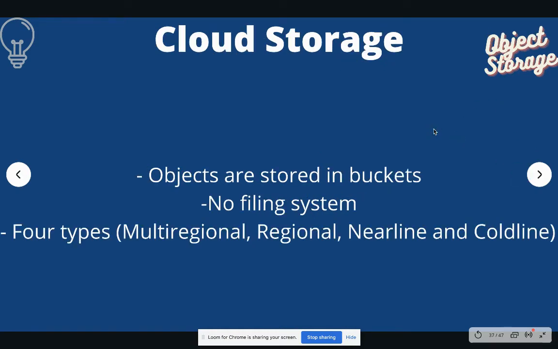Next, we have cloud storage. This is a type of object storage, even though we call it cloud storage on GCP. This is where objects are stored into buckets. Don't mistake this with file storage because these objects are not stored in a filing system. We have four types: MultiRegional, Regional, Nearline, and Coldline.